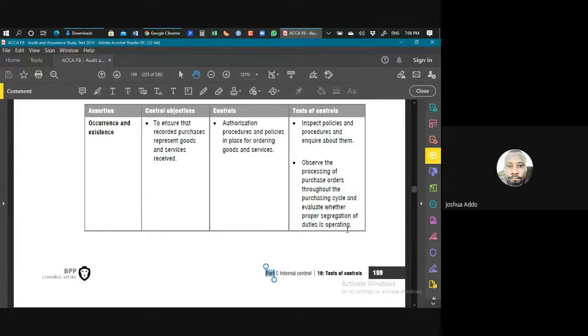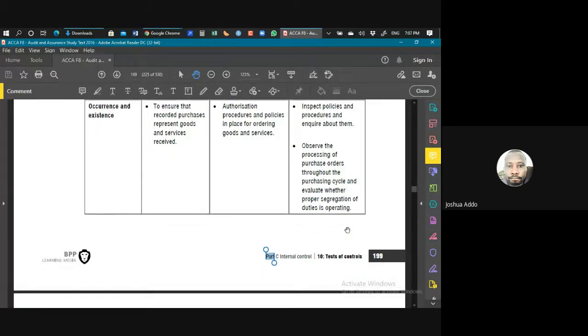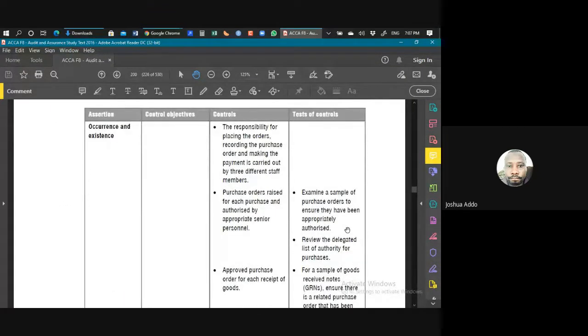Observation, that there is proper segregation of duties. The auditor can be there and just see a sample of a transaction involving purchases. One person does this, he doesn't do the next process. Another person is in charge, so he transfers it to the next person. One person does his side of the thing, another person does this, another person. These 3 people will be checks on themselves. Okay, the auditor will have to check that that is happening.